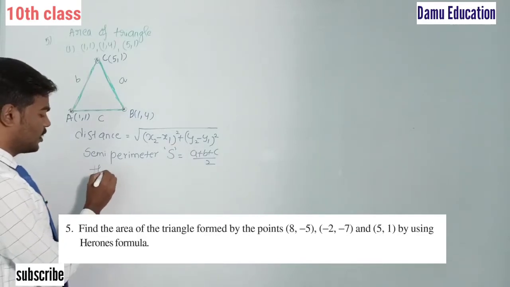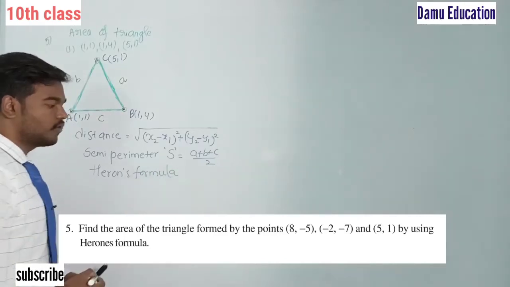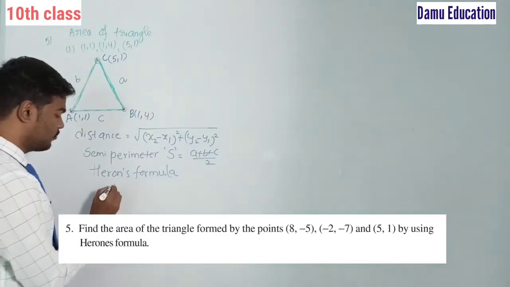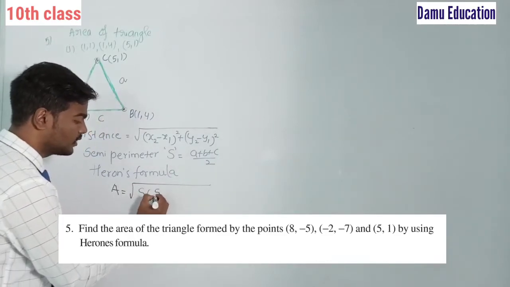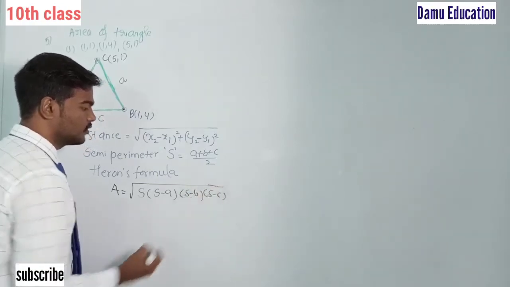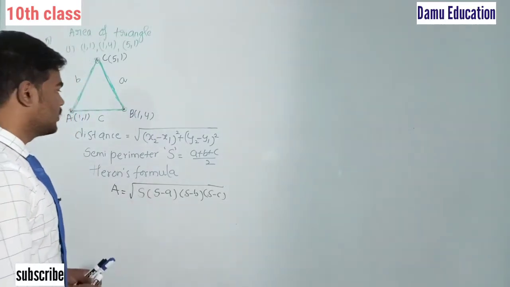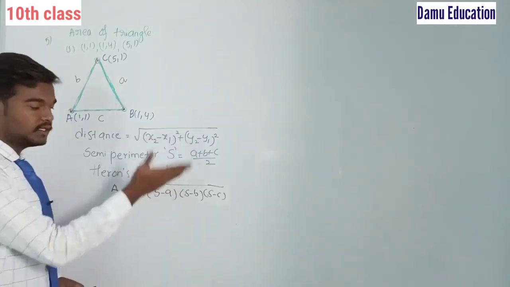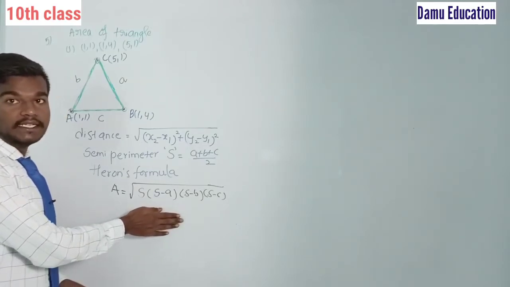Then what is Heron's formula? Heron's formula is for the area of the triangle. So Heron's formula: capital A, the area, will be equal to the square root of S into S minus A into S minus B into S minus C. So this is the formula for the calculation of the area of the triangle. First of all we have to calculate the distances, then substitute the semi-perimeter, and finally calculate the area of the triangle.